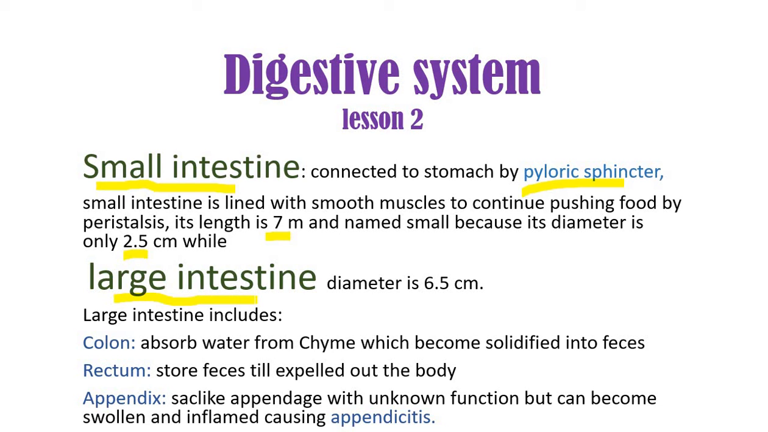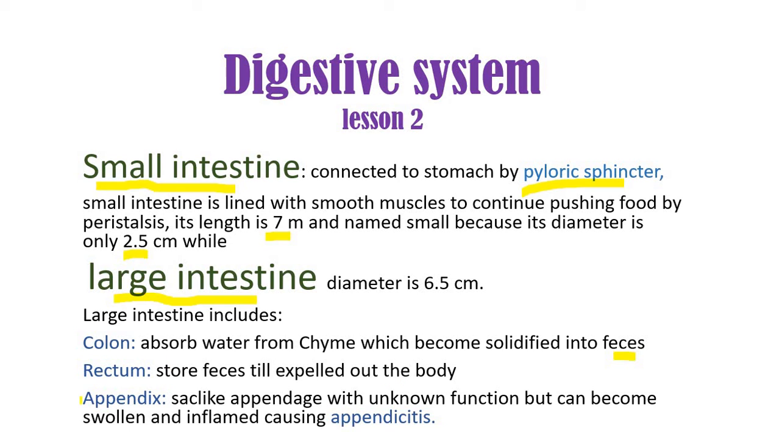Okay, the large intestine consists of the colon and rectum. The colon will absorb the water from the chyme. The chyme is the fluid or pasty form of the digested food. The colon will absorb the excess water, and this chyme will become more solidified, forming the feces, while the rectum will store these feces till they are expelled through the anus.